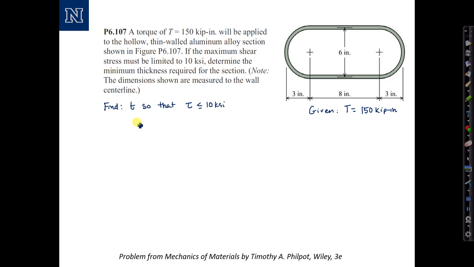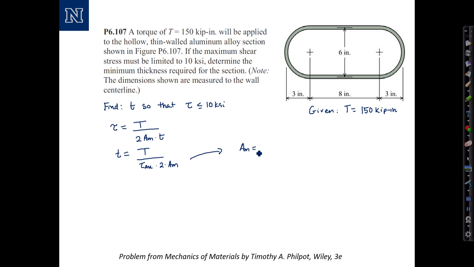We can use the approximation for a thin-walled section that tau is equal to the torque divided by 2 times the area to the midline times the thickness. Rearranging to solve for t, t is equal to the torque divided by tau, in this case the tau allowable, times 2 times A sub m. Everything is known except for our area to the midline. So let's go ahead and compute that.